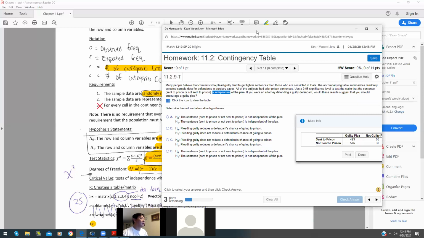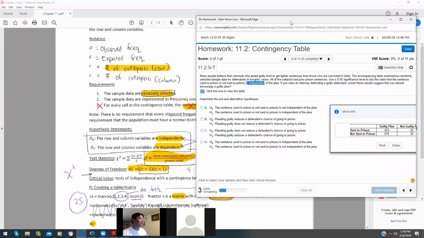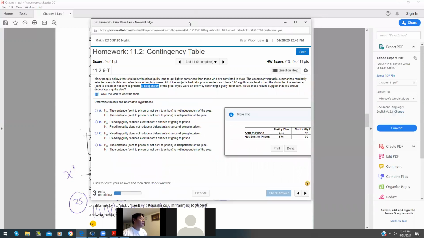A, B, C, or D? I think D, but I can't see it anymore. You can't see it? On your screen, I can't. I did this problem myself.